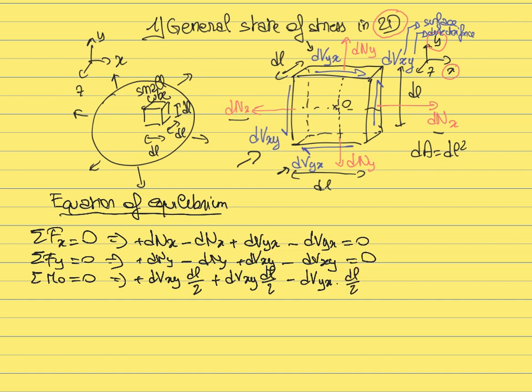And same thing for the shear force at the bottom. It also has a negative projection. The shear force is dvyx times the arm of the force, dl over 2. The sum of all of those moments is equal to 0.